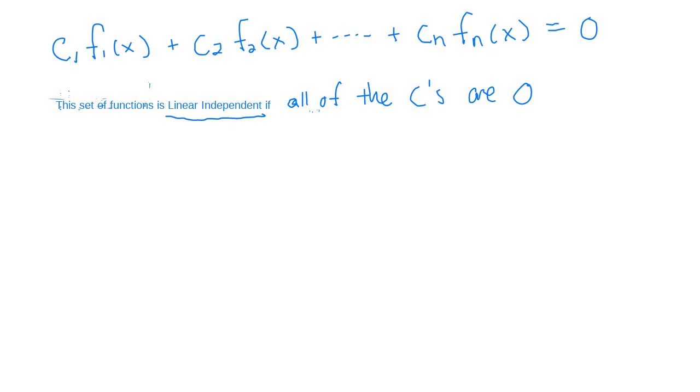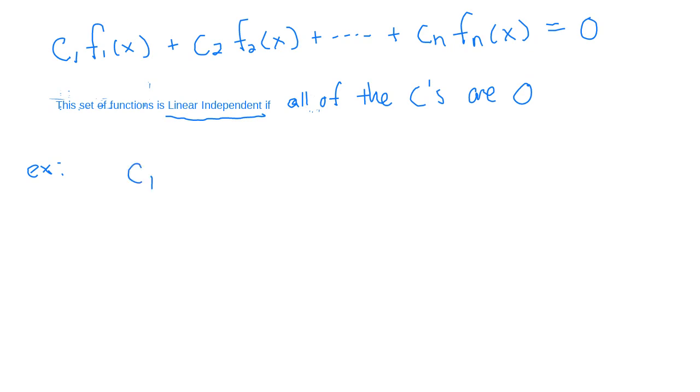So let's have some examples here. This is just an example. If you had some functions and you got a c value for your functions that was not 0, it's not linear independent. So watch this.